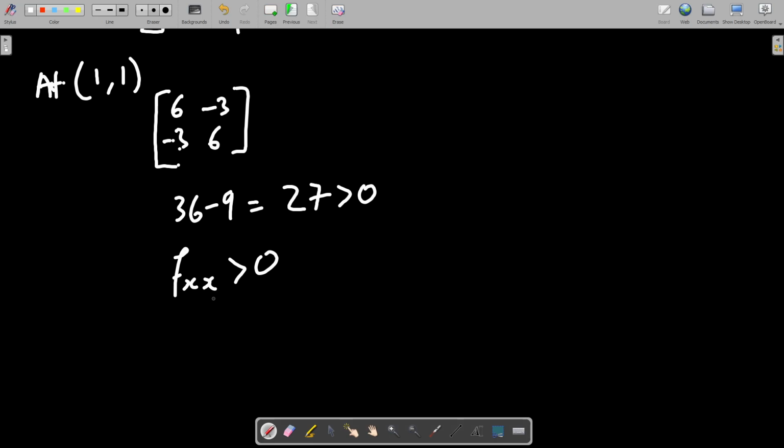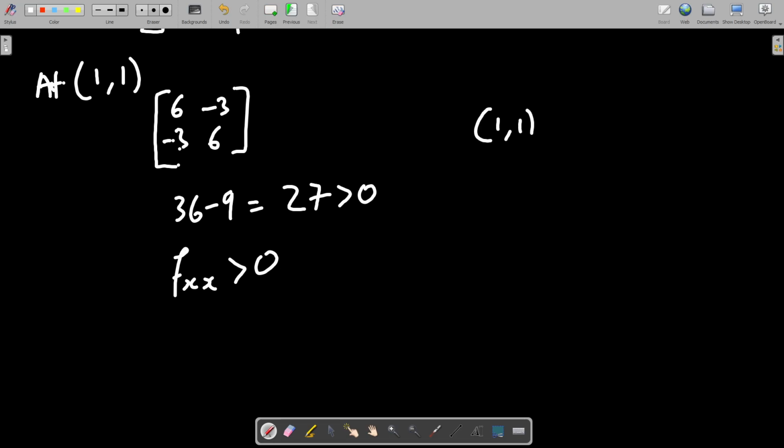Okay. As I explained to you all in the previous video, if one of them is positive, the other one also has to be positive. If one is negative, the other one also has to be negative. Okay. If one is 0, then you're going to end up with a saddle point. Yeah, you actually are going to end up with a saddle point, not most likely.